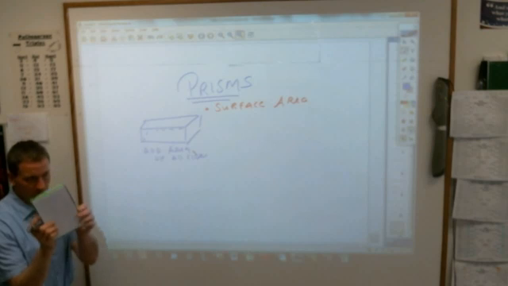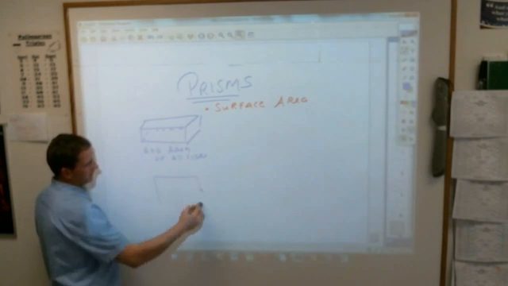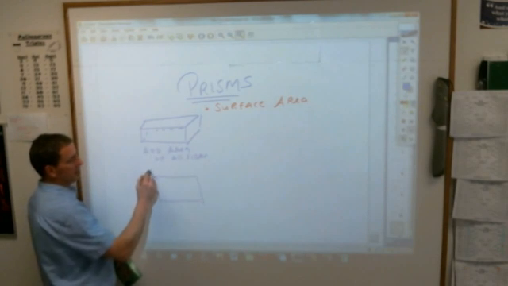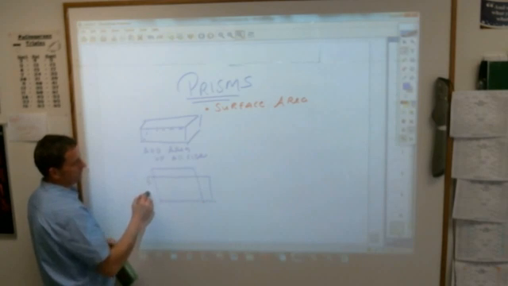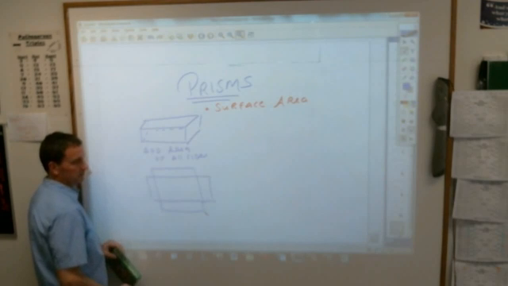If I were doing a net of this, remember we kind of talked about this, I think. You've got a big rectangle, which would be this, and then unfold one side, it looks like this. Unfold another side, it looks like that. Unfold another side, looks like that. Other side looks like that. Now what am I missing?